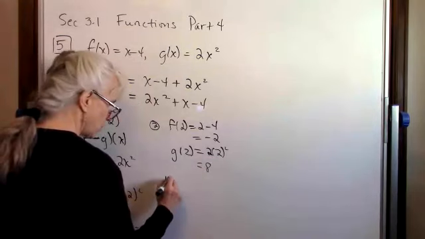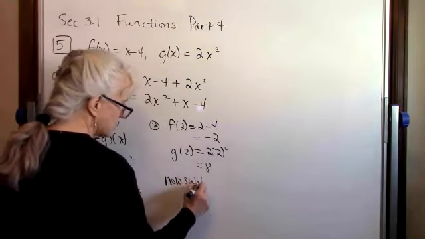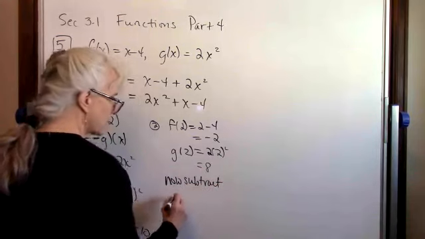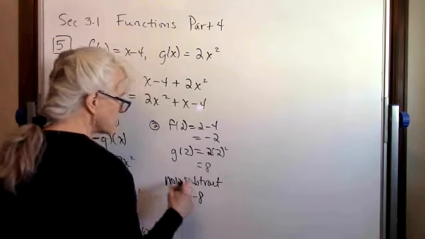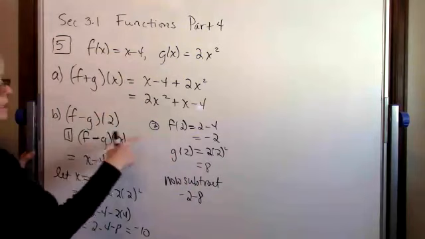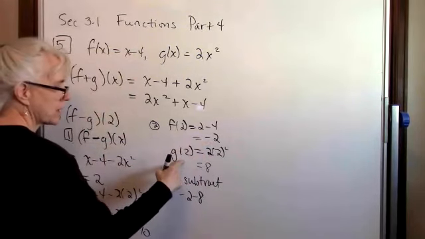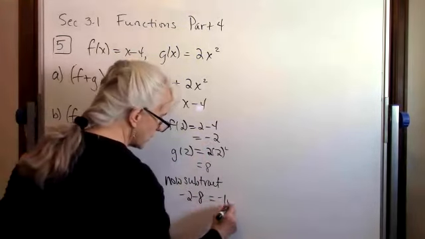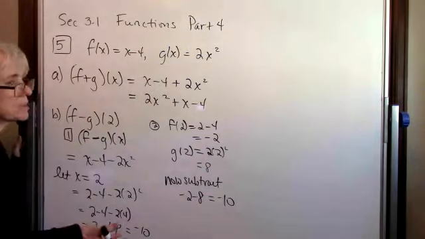So now subtract. Be careful. Make sure you get it in the right order. Negative 2, because f was first in the f minus g. We're going to take that negative 2 first. Then we're going to subtract g, which is 8. And sure enough, we get negative 10. So we get the same answer either way. Just depends on which way is quicker.